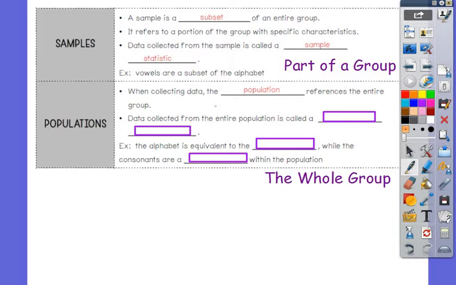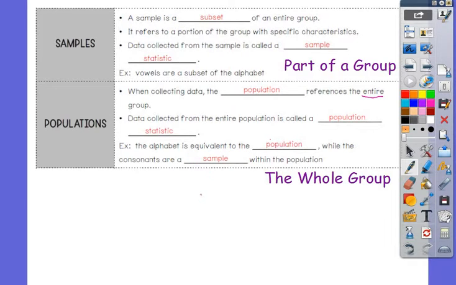Population: when collecting data, the population refers to the entire group. Data collected from the entire population is called population statistics. So an example: the whole alphabet is the population, while consonants, is that the population or a sample? It's a sample within the population. And the words I use to remember: population is the whole group.